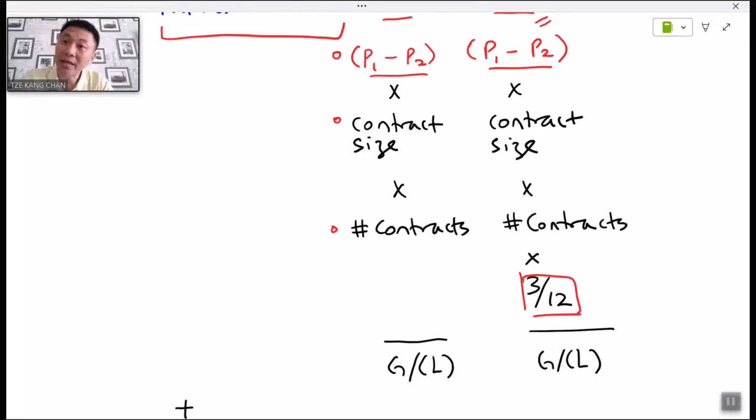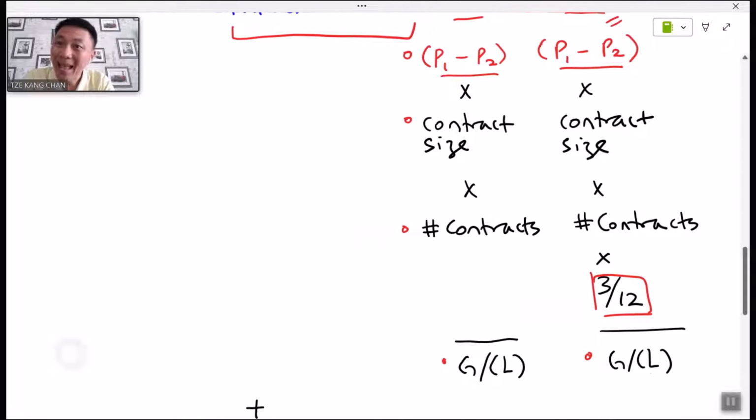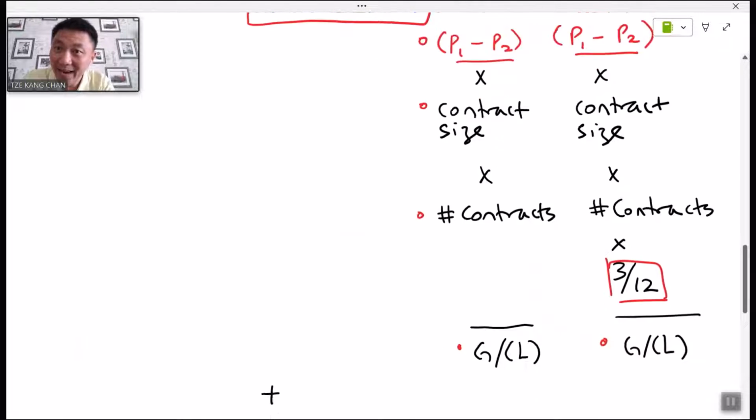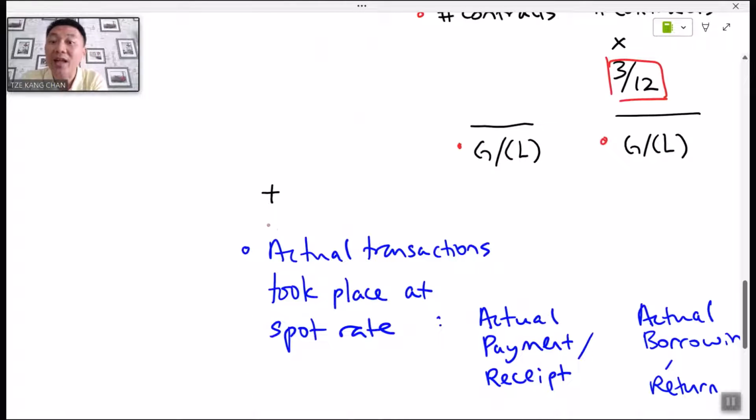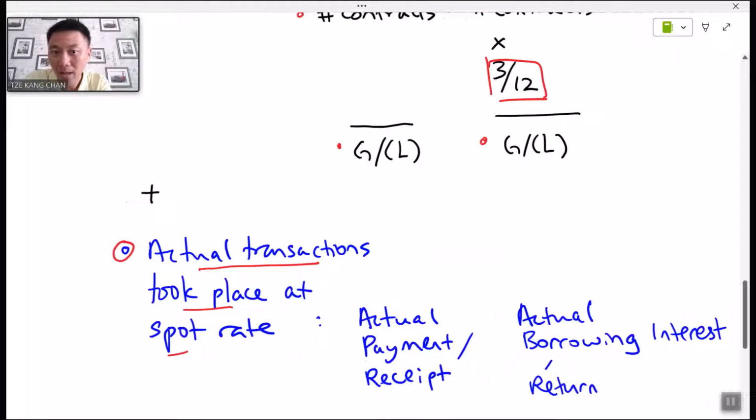Once this product is derived from the above calculation, the gain or the losses will then be derived with this calculation. And what happened to this gain or loss thereafter? The answer is that the hedger will need to consider what is the actual outcome from the actual transactions that took place later at the spot rate.